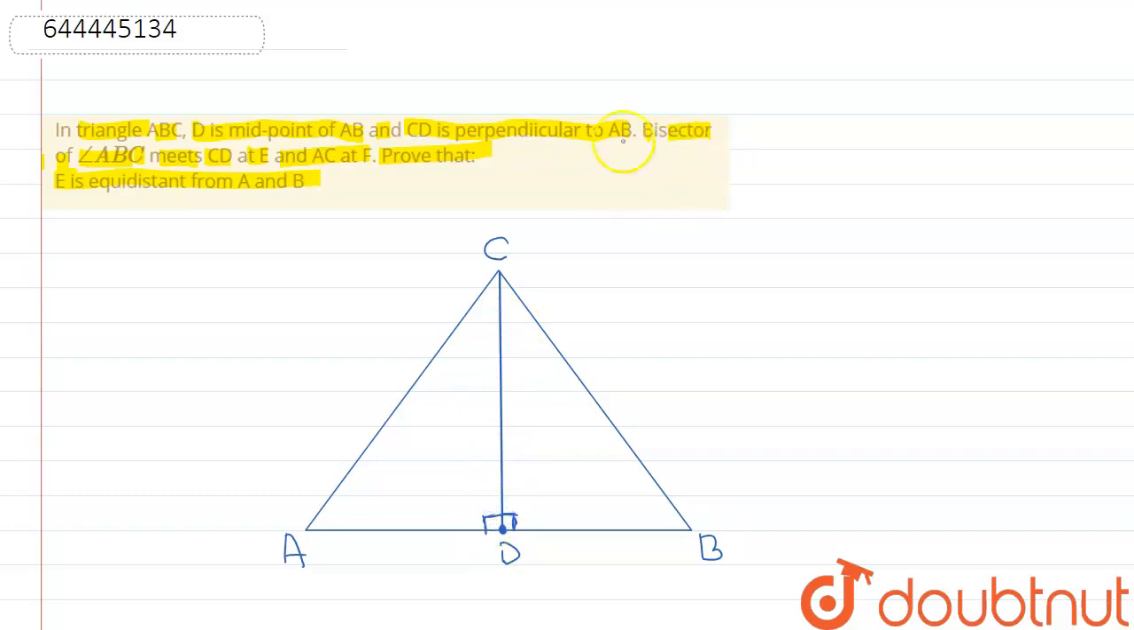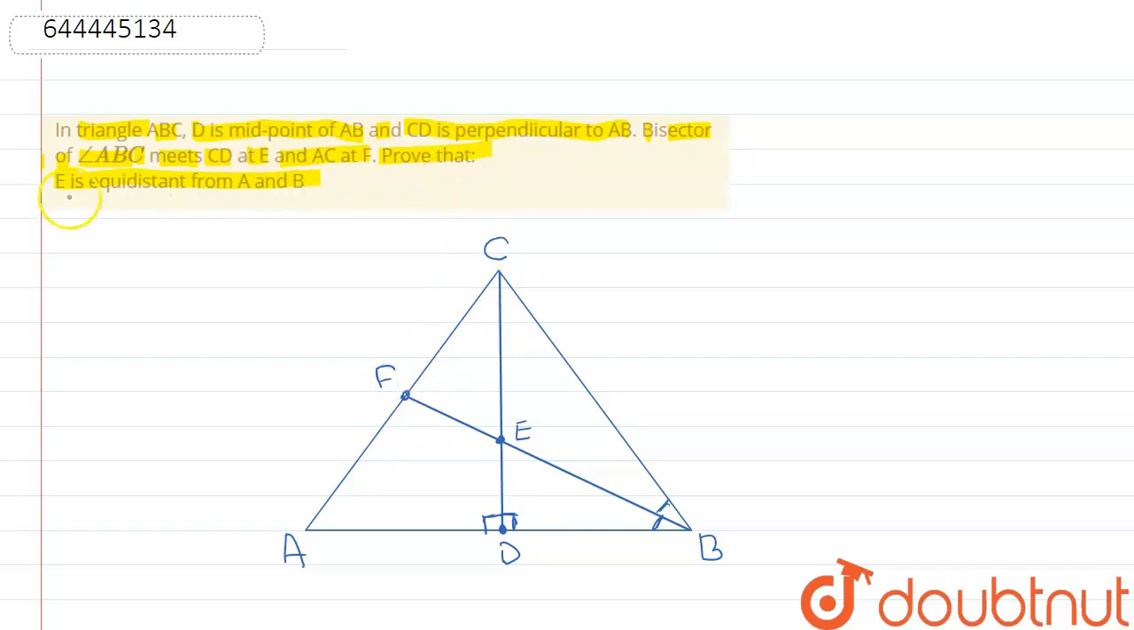Now it is saying the bisector of angle ABC, that means this angle bisector. So here we draw the bisector of this angle like this. Now here we see that this is the bisector of angle B. It says the bisector of angle ABC meets CD at E and AC at F. So here we get F.